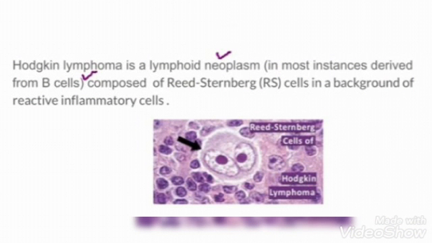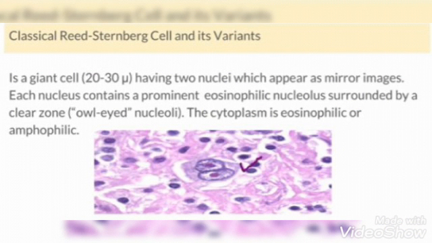Grossly, lymph nodes are fleshy, pinkish gray and rubbery in consistency. Hodgkin's lymphoma is a lymphoid neoplasm composed of Reed-Sternberg cells in a background of reactive inflammatory cells. Microscopically, it contains a cellular infiltration with lymphocytes, reticulum cells, histiocytes, fibrous tissue and Reed-Sternberg cells. This is the classic presentation.